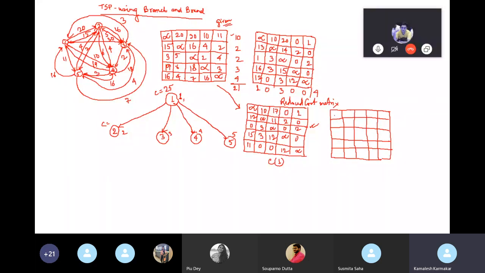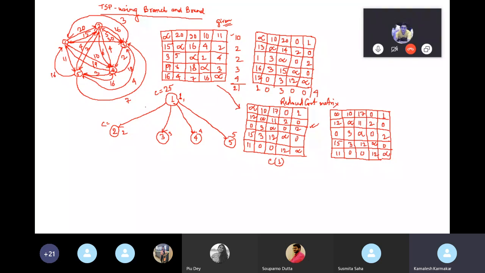Okay, so to calculate the cost of the second node, I will just copy the matrix here: 10, 17, 0, 1, 12, infinite, 11, 2, 0, 0, 3, infinite, 0, 2, 15, 3, 12, infinite, 0, and this value is 11, 0, 0, 12, and infinite. Now we are going to calculate this one.